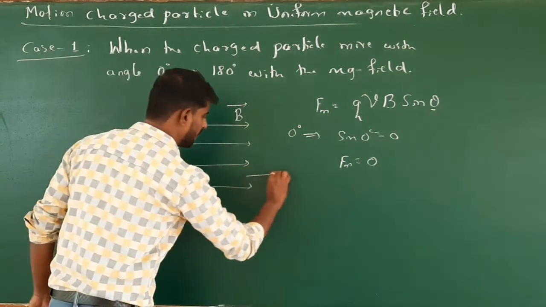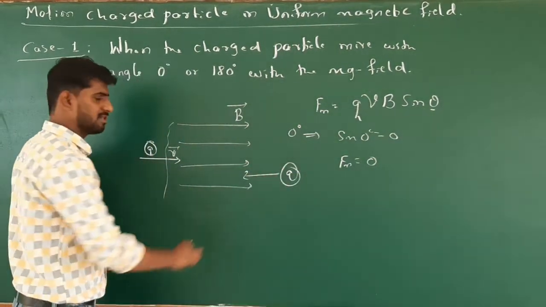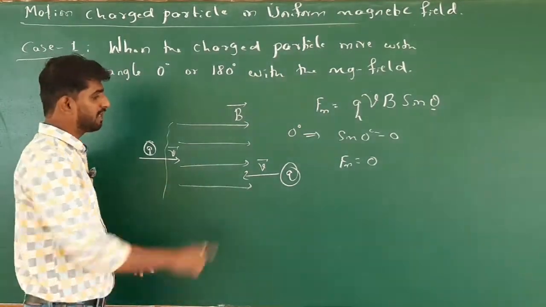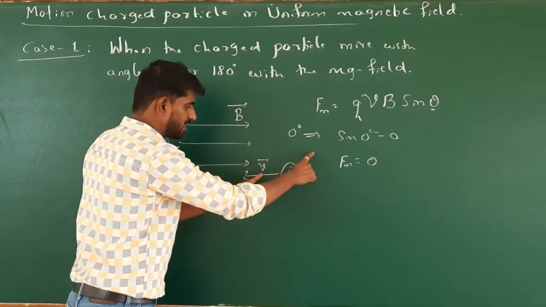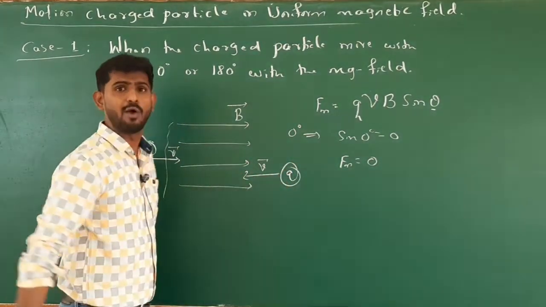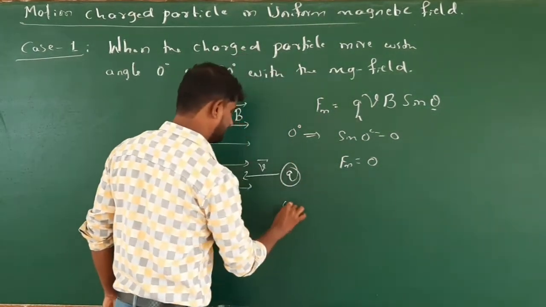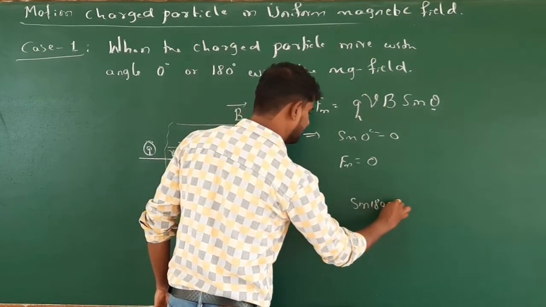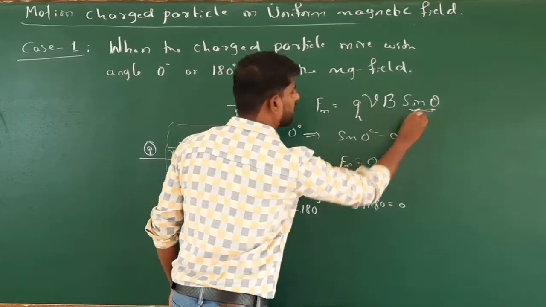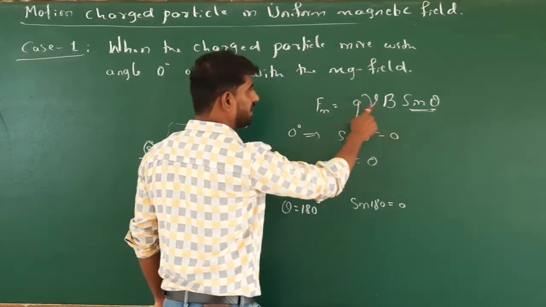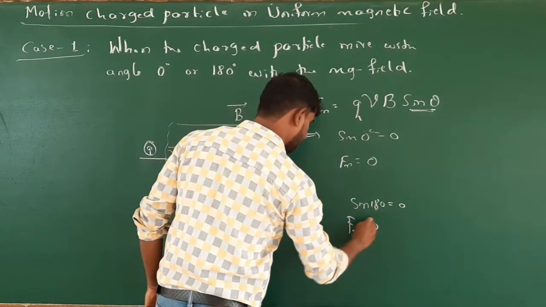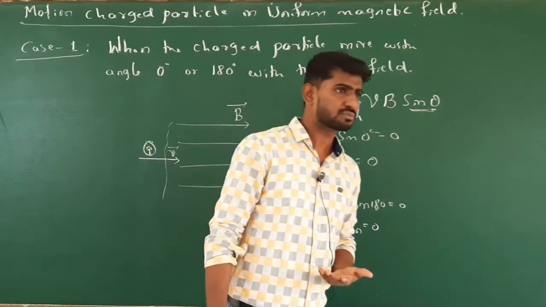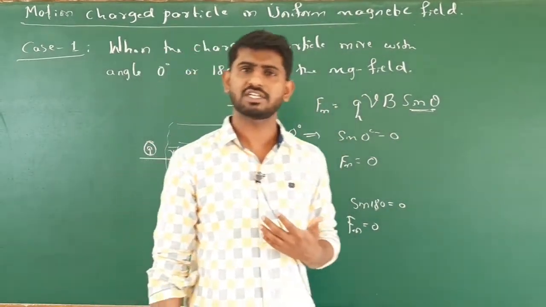Suppose the charged particle is moving like this. The charged particle is moving with velocity v in the magnetic field in this direction. What's the angle between v and b? B is in the positive x direction, v is in the negative x direction. So the angle between these two is 180 degree. So here, in the second case, theta equal to 180 degree. If theta equal to 180, sine of 180 is 0. If the value of the sine function is 0, then the entire term is 0. Is it clear? Okay.